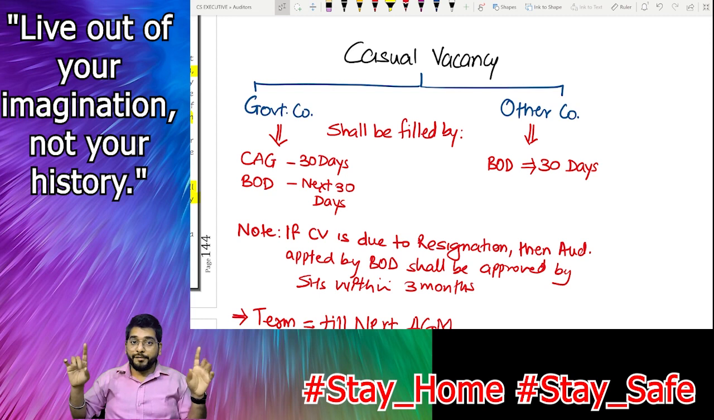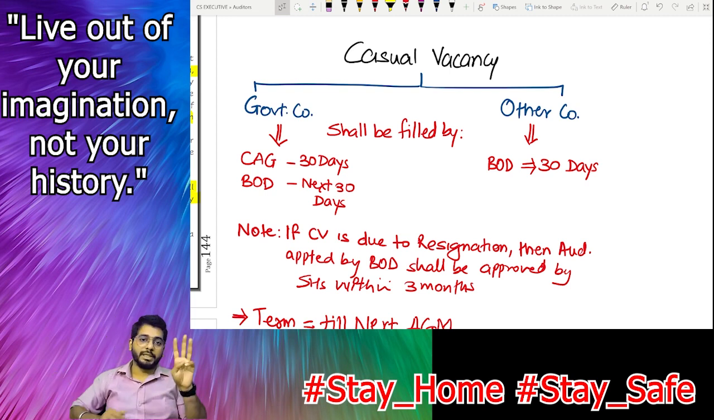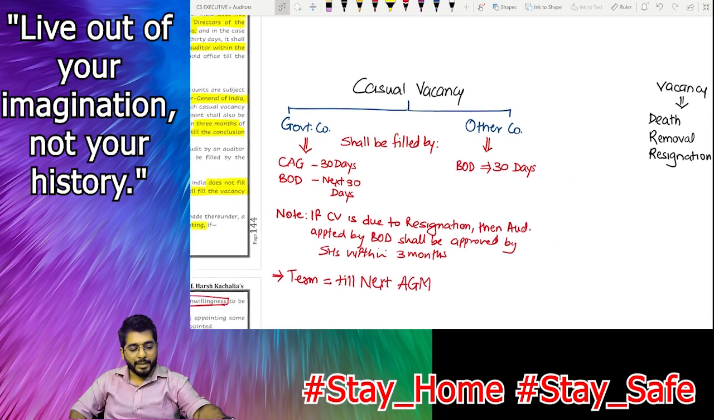But if the casual vacancy is due to resignation, then approval by the board of directors of the shareholders shall be taken within the next 3 months. Remember, the person appointed in case of casual vacancy is a temporary auditor only. His term will be till the upcoming general meeting only. Once the general meeting comes, then shareholders will decide whether such person should continue or not. Is that clear, everybody now?